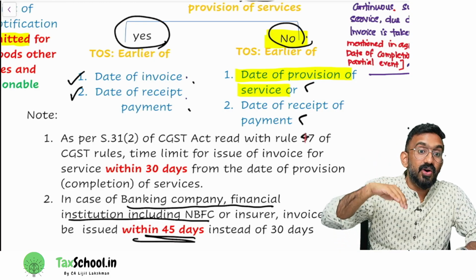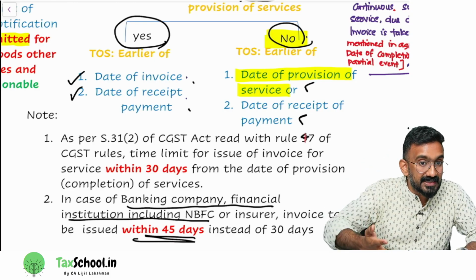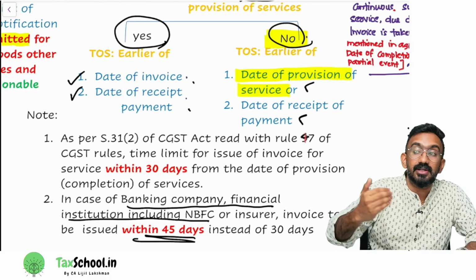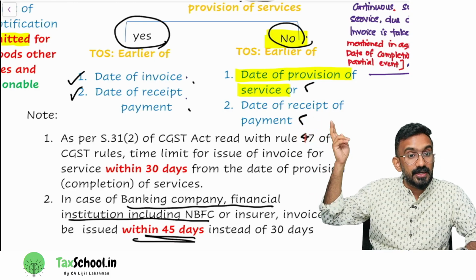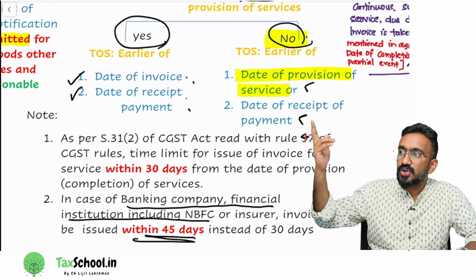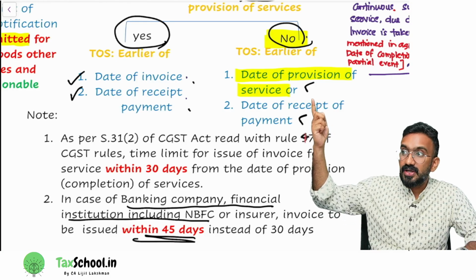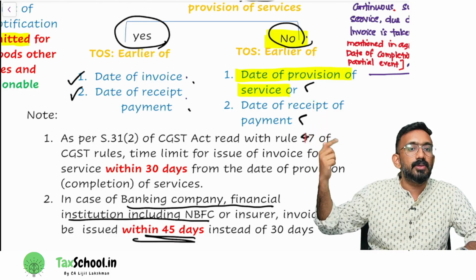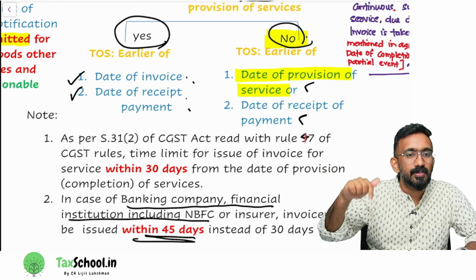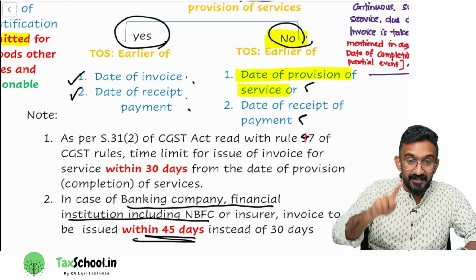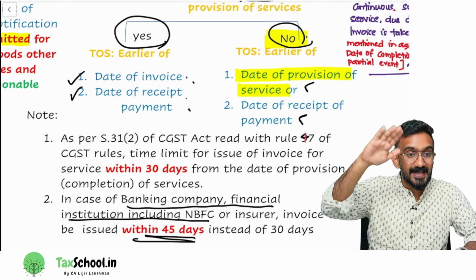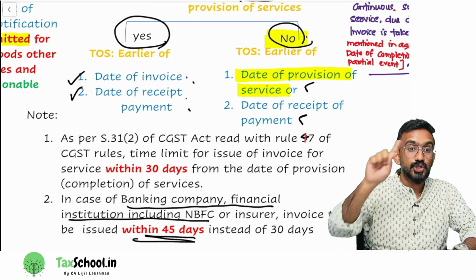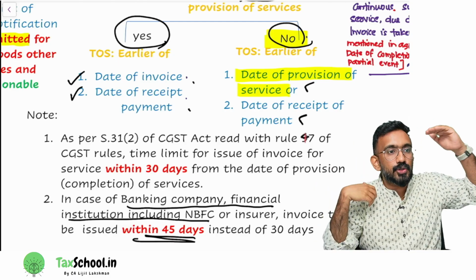If I completed the service, but did not issue invoice within 30 days, then my time of supply would be based on date of provision of service or date of receipt of payment. Here also, if I receive advance, completion will be earlier or payment will be earlier. Payment will be earlier. Automatically, my time of supply would be advance date. So in service, if you're receiving advance, you have to pay taxes in the same month in which you have received advance.